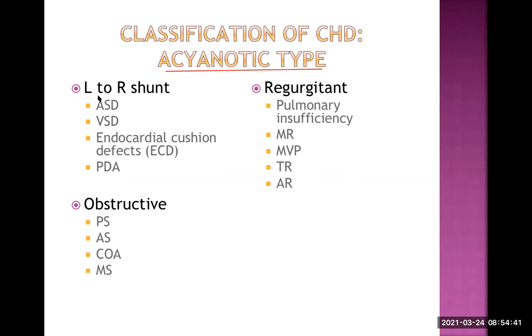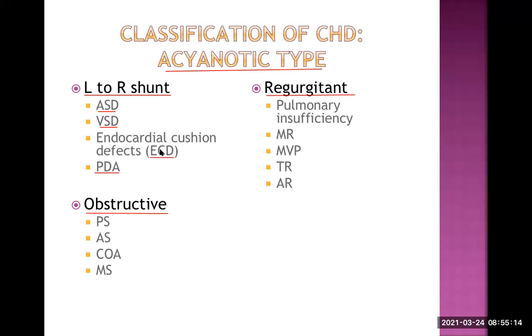Now, acyanotic type we have divided into different types. Left to right shunt is the most important one. Another is obstructive type of acyanotic heart diseases, and third are regurgitant type. Now, left to right shunt are ASD, VSD, endocardial cushion defect, and PDA. Every student knows the full form here. ASD, atrial septal defect. VSD, ventricular septal defect. Endocardial cushion defect or ECD.